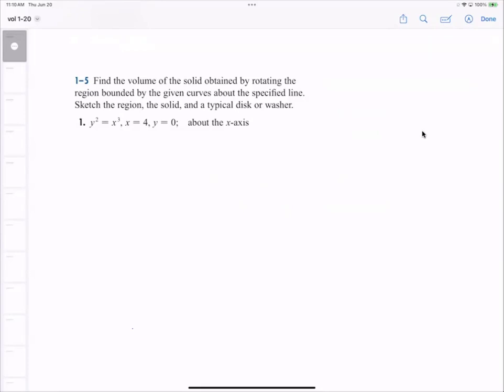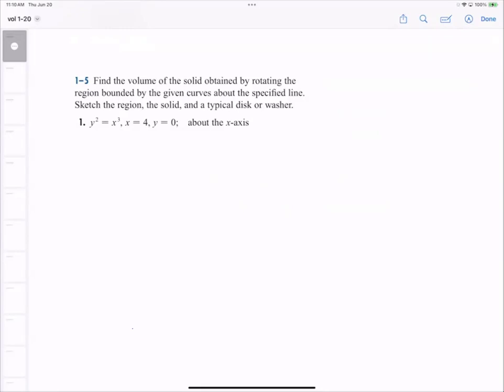The question says find the volume of the solid obtained by rotating the region bounded by given curves. Either use the disk method, or if you have two curves, you can use the washer method. Very good. So let us visualize this.